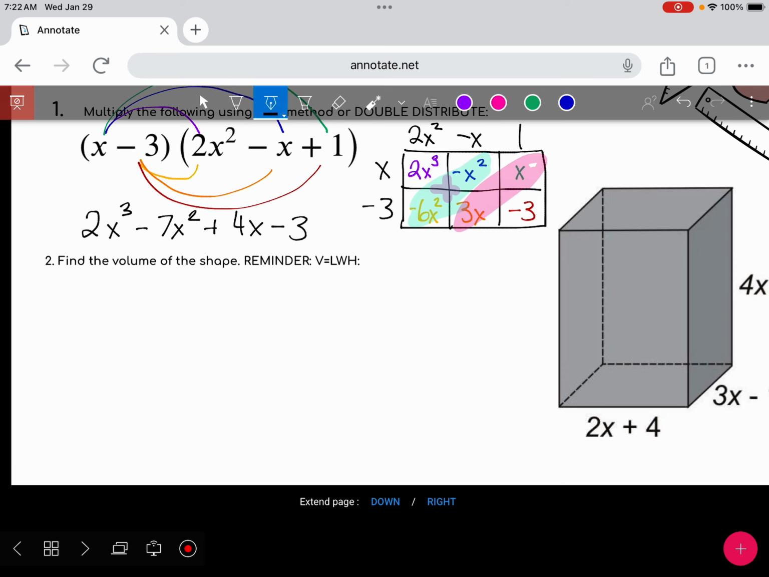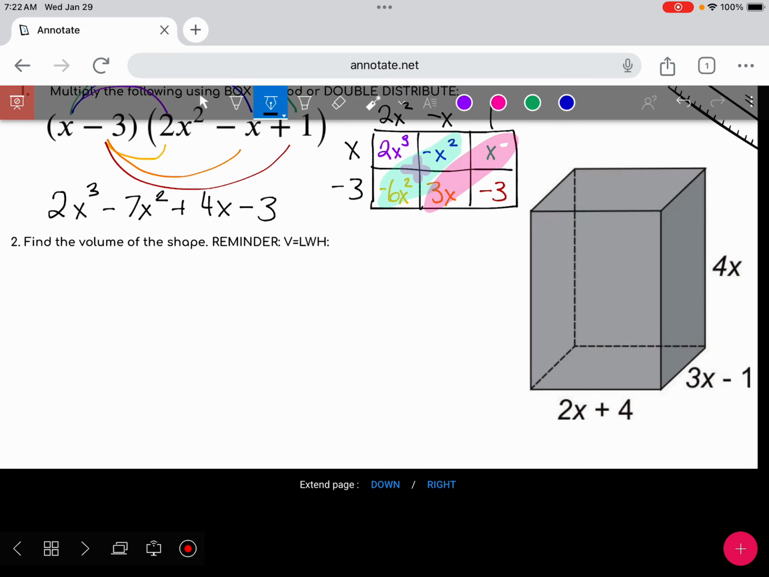Questions on that first one? Because the second one's super duper similar. We just have to build the thing first.